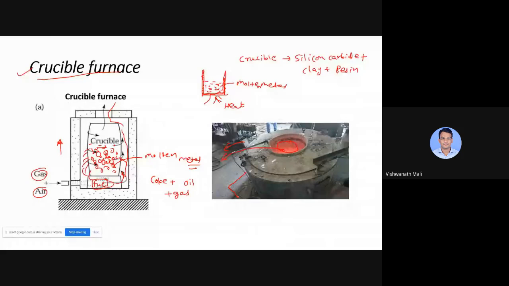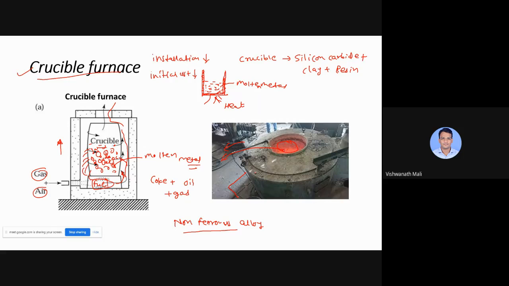Okay. If we compare the advantages, the installation cost is less. Then its initial cost, the setup cost, is also less compared to the others. And this furnace is generally used for non-ferrous alloys. Okay, so this is about the crucible furnace. It is a very simple furnace.